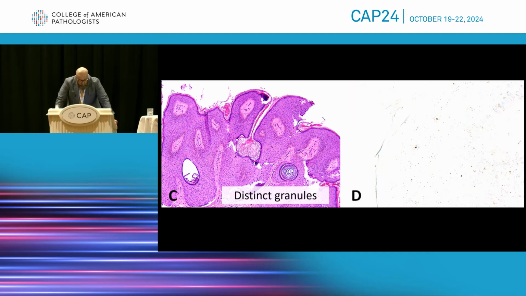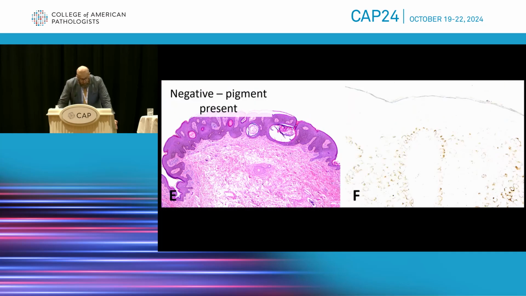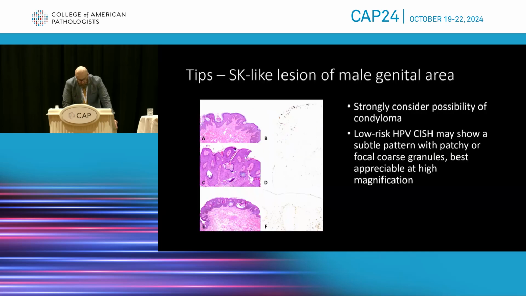And at first glance, you might think that this is negative, but looking carefully, there are some clumps of dark brown staining, some larger granules and some smaller granules overlying the cells, not to be confused with the pigment that you can see at the base of the epithelium on the rightmost edge. This, for example, is an entirely negative specimen where you have the pigment at the basal layer, which is sometimes difficult to distinguish from actual staining using the HPV probes.